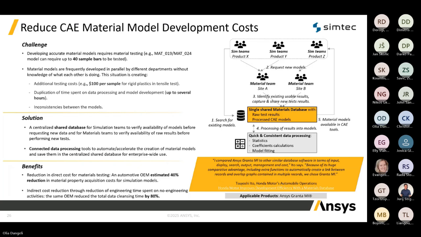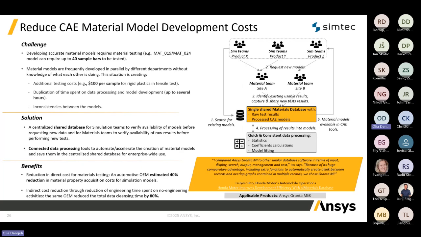So what's the solution? The solution is a centralized shared database like Ansys Granta MI. This way, before any new testing is requested, users can check the system to see if existing test results or material models already meet their needs. And also connected data processing tools to automate model creation, things like statistical analysis, coefficient calculation, and model fitting.